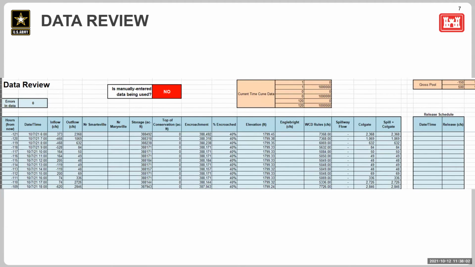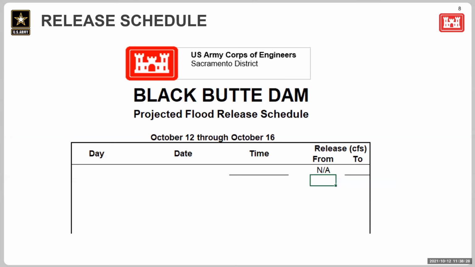Then there's the data review page. You can look at the data, I think it goes out more than 30 days on this particular spreadsheet. We have hourly inflow, outflow, any pertinent data you want to look at that's nearby, your storage, your top of con, your encroachment, your percent encroachment, etc. So if you want to look at the data itself and not just the plot, you have the data here.